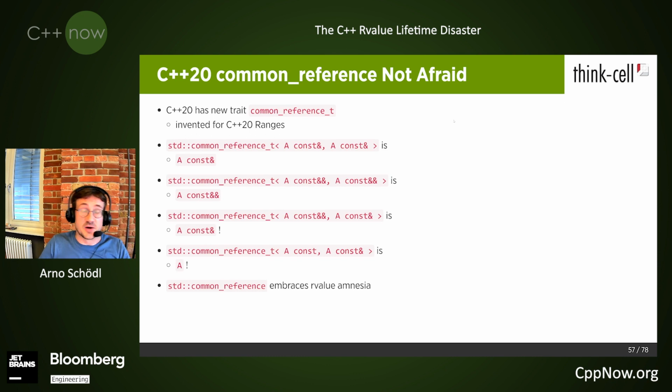So as a summary, we can say the common reference embraces rvalue amnesia. So it says, oh, that's a fantastic thing. Which begs the question, what's correct? Where is really the problem? And we want to look into that now.